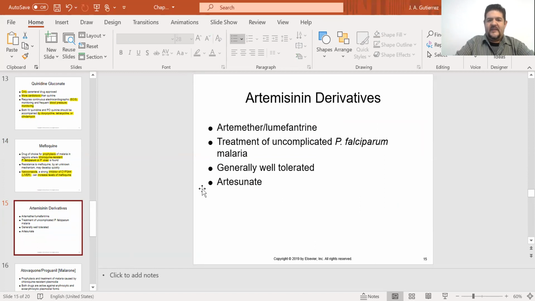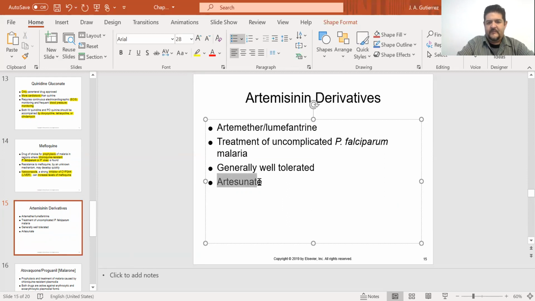Regarding the artemisinin derivatives, artesunate is the most common one. This is for uncomplicated malaria. Well tolerated. The only thing that I may add is if the presentation is PO, the adverse effects will be MVD.